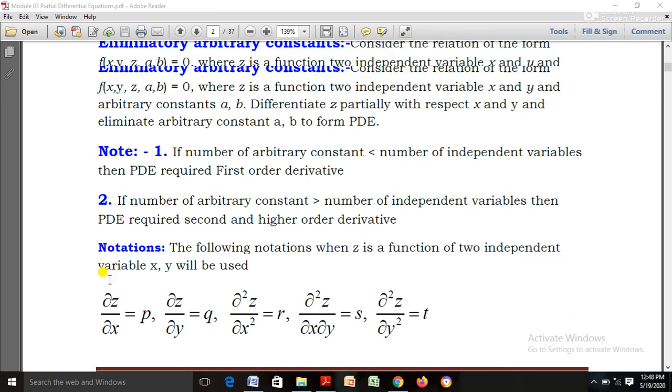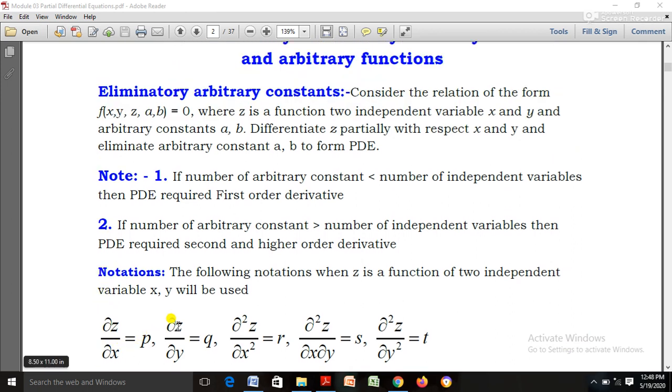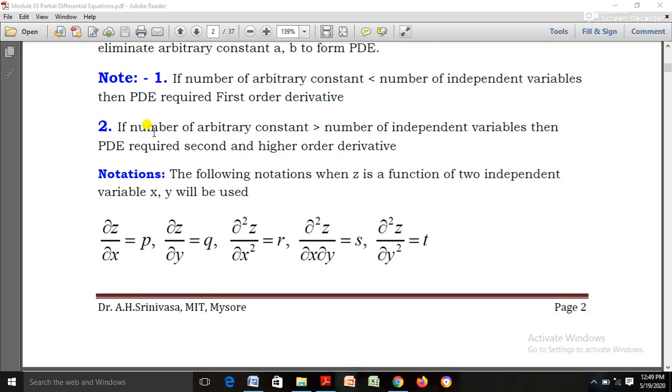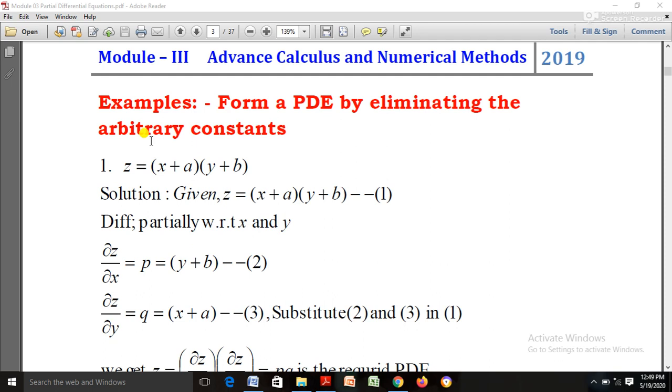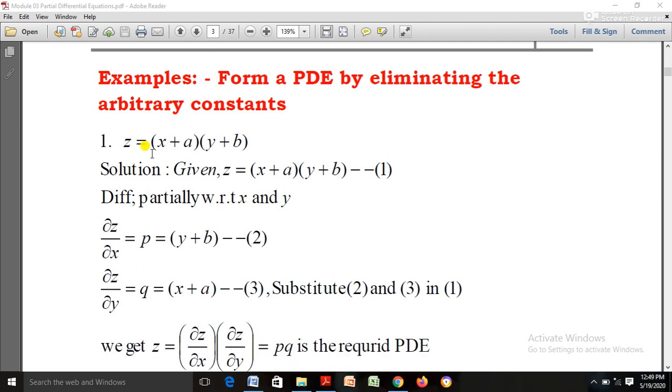Let us use ∂z/∂x as p, ∂z/∂y as q, ∂²z/∂x² as r, ∂²z/∂x∂y as s, and ∂²z/∂y² as t. We have to eliminate a and b by differentiating z with respect to x and y. This is elimination of arbitrary constants. So let us solve the example.